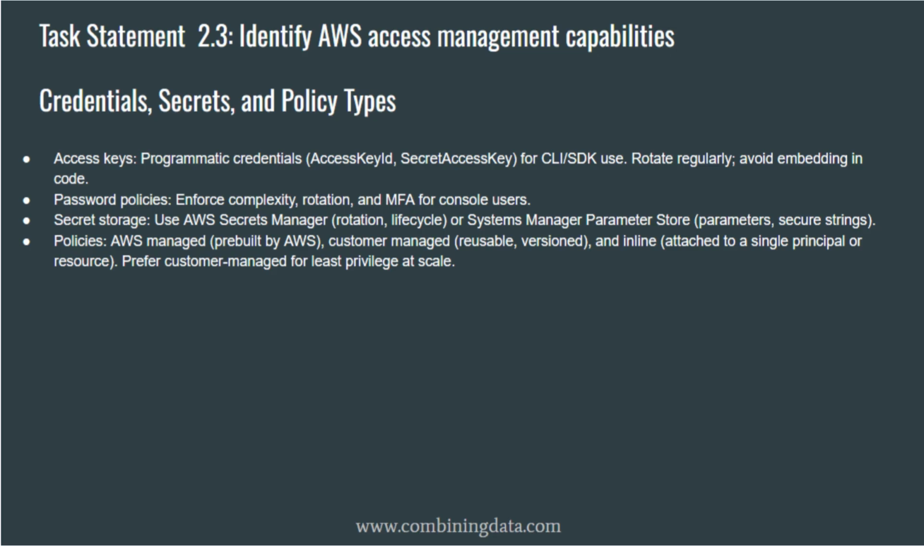Finally, let's talk about policies, which define what actions are allowed or denied in AWS. AWS supports several types of policies. AWS managed policies are pre-built and maintained by AWS. They're easy to use and helpful for common use cases, but they can be broader than necessary. Customer-managed policies are created and maintained by you. They are reusable, versioned, and ideal for implementing least privilege at scale. This is the recommended approach for most production environments.